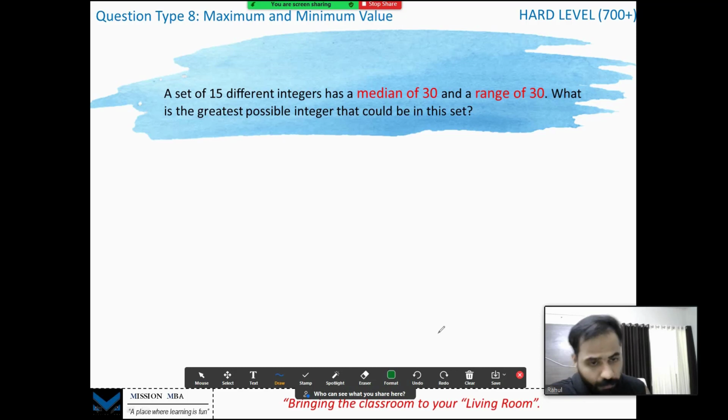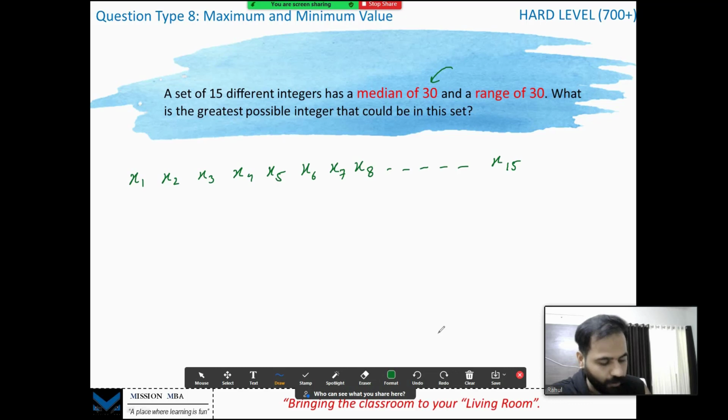Alright guys, so we have 15 numbers. Let us assume that the numbers are x1, x2, x3, x4, x5, x6, x7, x8 and so on till x15. The median is 30. That means the central number. Central number for 15, remember, odd. So 15 plus 1, 16 by 2, the 8th term. So this term is definitely 30.